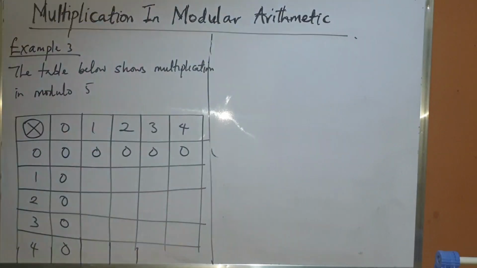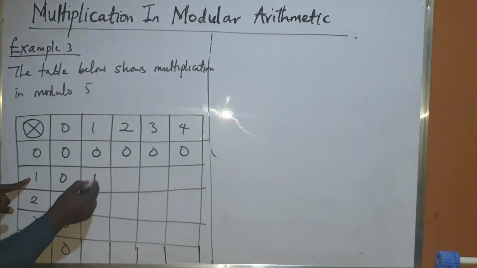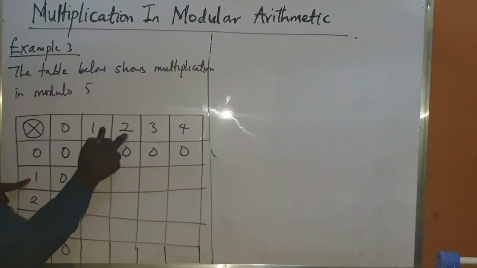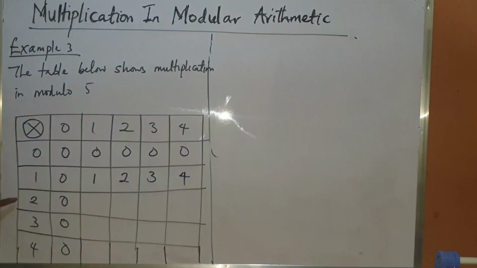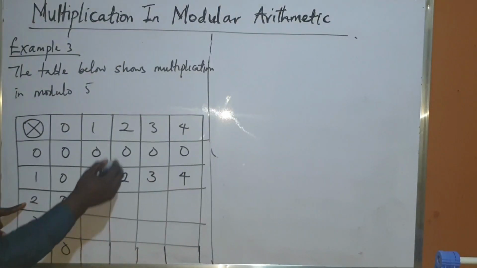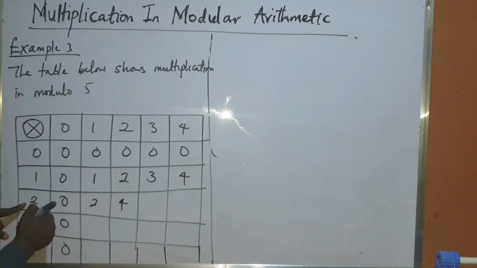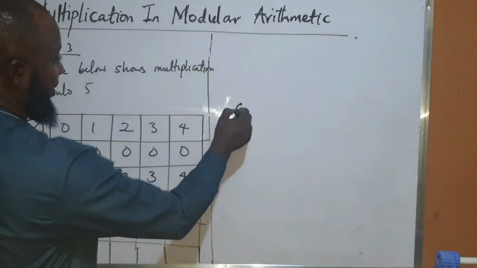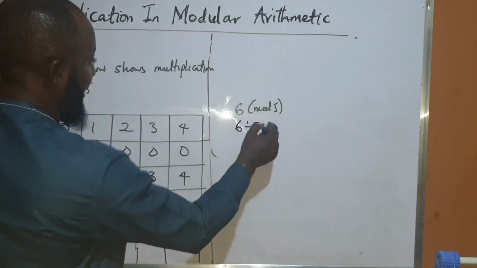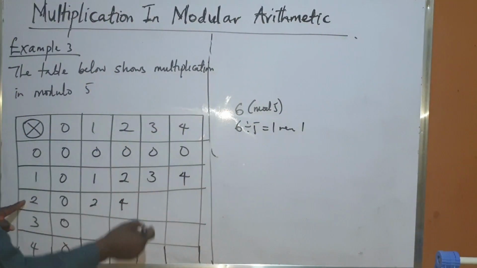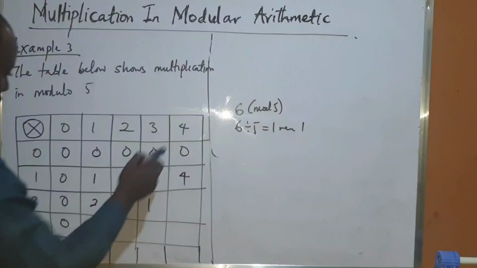So let's now look at the rest and how we're going to get it. To get the rest here, 1 multiplied by 1 is 1 in mod 5. That's correct. 1 multiplied by 2 is 2 in mod 5. 1 times 3 is 3. 1 times 4 is also 4. Then 2 times 1, that's 2. 2 times 2, that is 4. 2 times 3, that gives 6. So we have to simplify 6 in mod 5. That is 6 divided by 5, which is 1 remainder 1. So the answer is 1. So 2 times 4, that is 8.